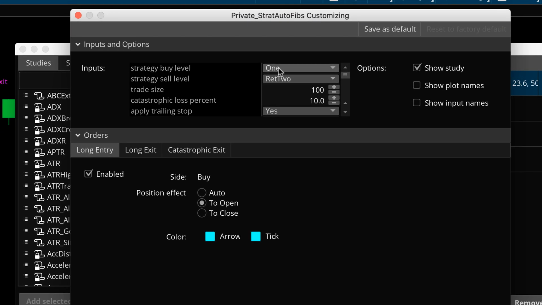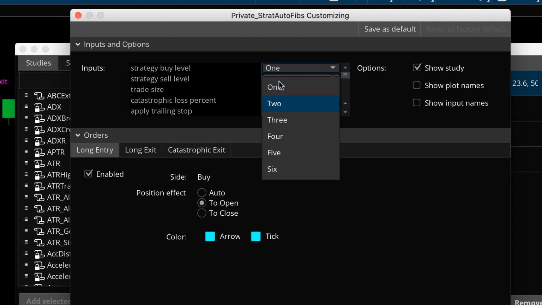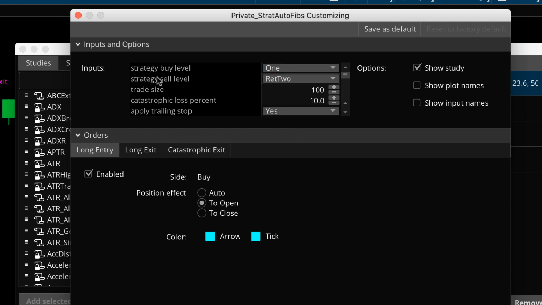Strategy buy level, level 1. Now, the levels here correspond to the correction levels. So 10% correction, 12% correction, 14, 16, 18, and 6 would be your 20% correction level. So wherever you want to buy, that's where you set that, okay?